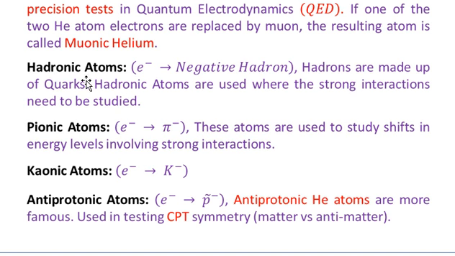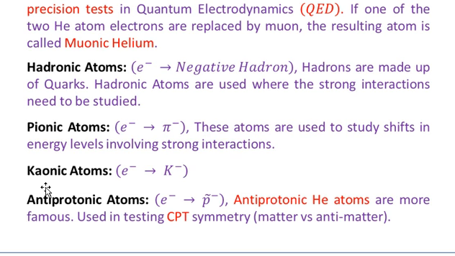Hadronic atoms. In the hadronic atoms, you replace the electron by a negative hadron. Hadrons are made up of quarks. Hadronic atoms are used where the strong interactions need to be studied. Then we have the pionic atoms. Here the electron is replaced by a negative pion. These atoms are used to study shifts in the energy levels involving strong interactions.